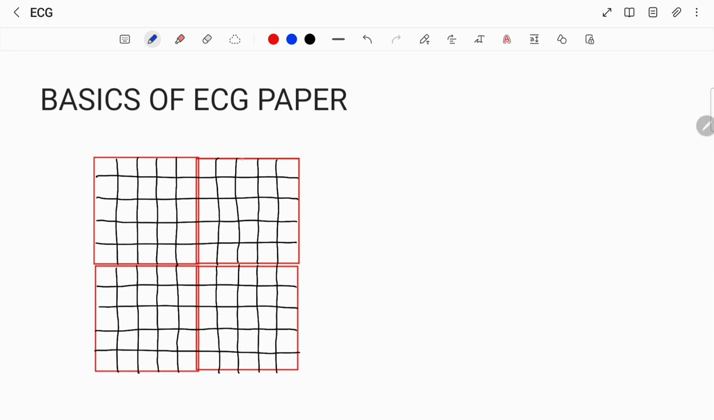Now, this one red big box consists of 25 small boxes. Each small black box measures 1 mm in height and 1 mm in width. In terms of time, each small box is equivalent to 0.04 seconds. Now this information will help you understand the normal and abnormal waves.